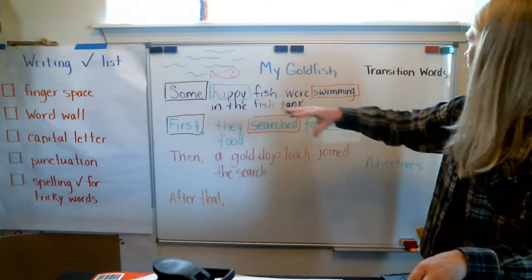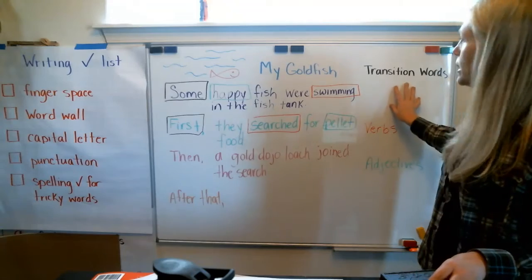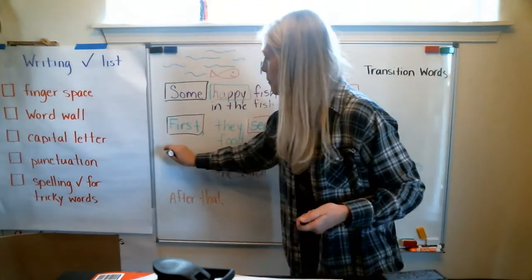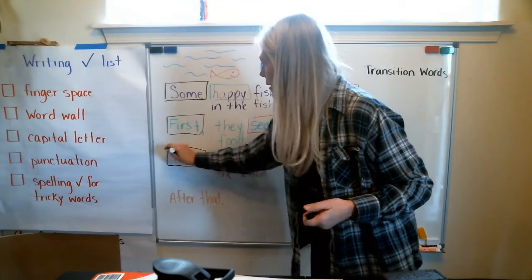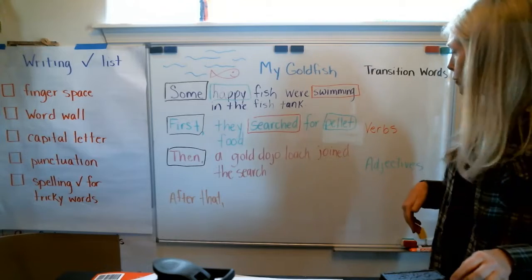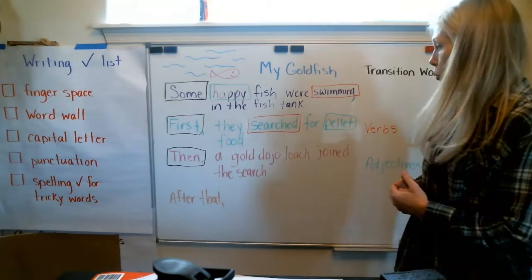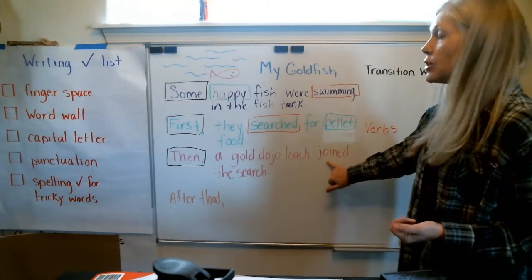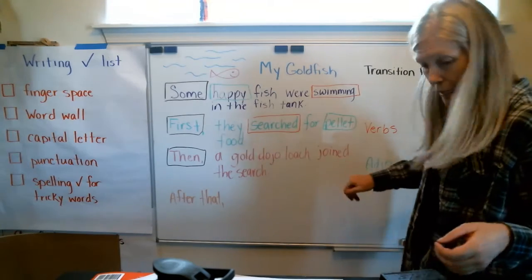So now I'm going to head from my writing checklist over to here. Did I use a transition word? This time I used the word then. Did I use any verbs? And remember, verbs are action. So what is the gold dojo doing? And he is joining, or he joined.